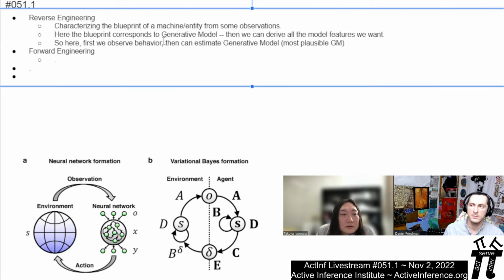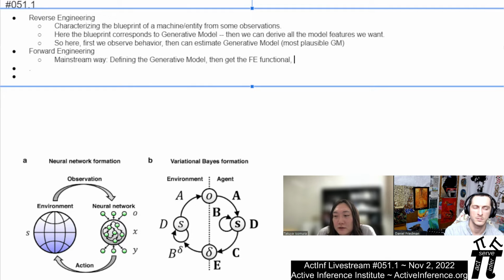On the other hand, forward engineering would be the more mainstream way. First define a model, a blueprint, the generative model, then derive everything, including variational free energy, functional running inference algorithms, behavior, and the action selection algorithm.